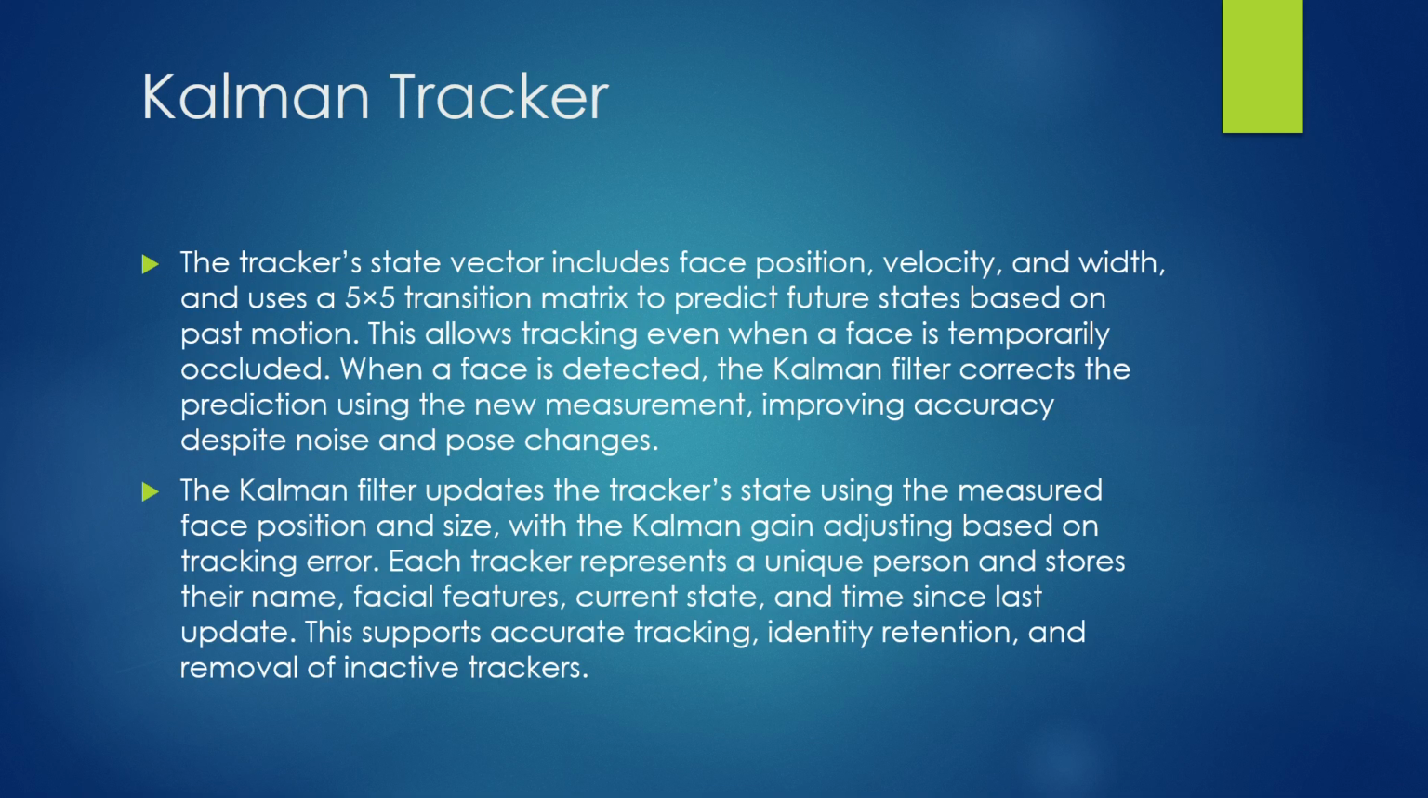Kalman filters update the tracker state using measured face position and size, with the Kalman gain adjusting based on the tracking error. Each tracker represents a unique person and stores their name, facial features, current state, and time since the last update was done.